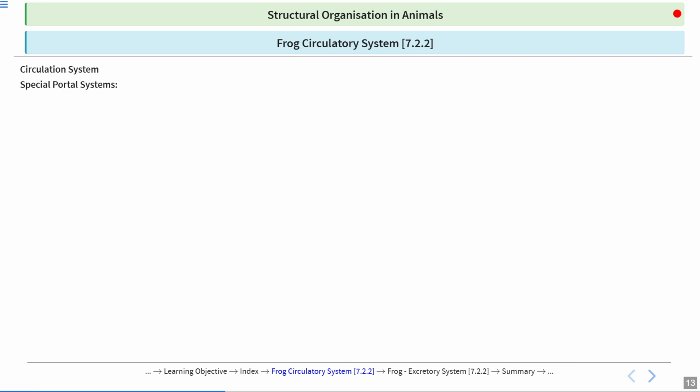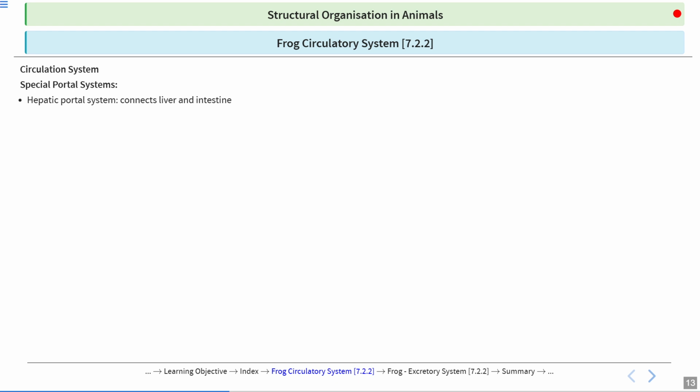Special portal system. Now this is a very important point. Portal system. The hepatic portal system connects the liver and intestine. The term hepatic means liver, as you know renal means kidney. Wherever there is a renal word, it is related to the kidney, and wherever there is a hepatic word, it is related to the liver.